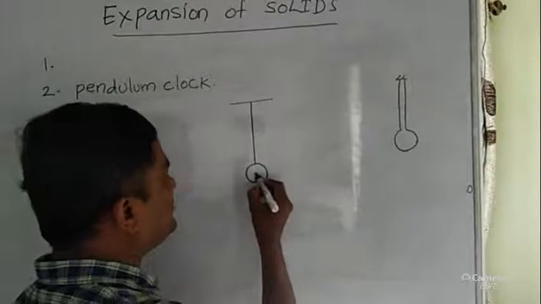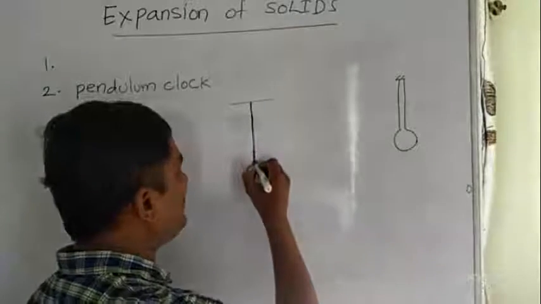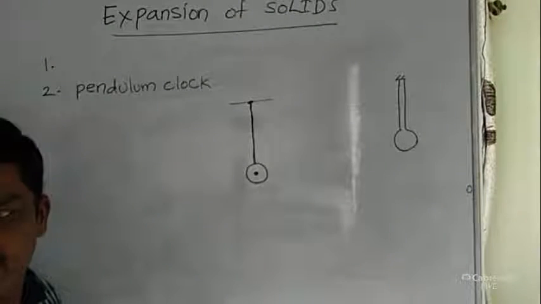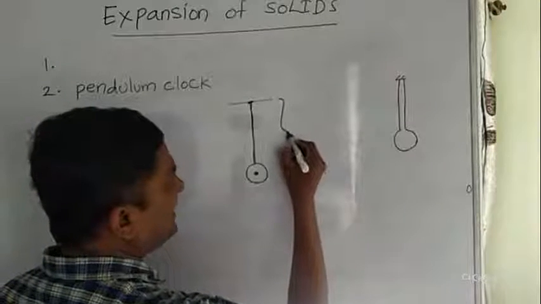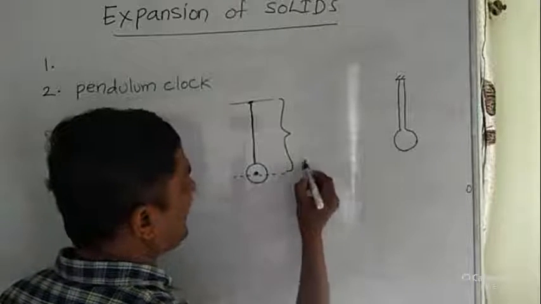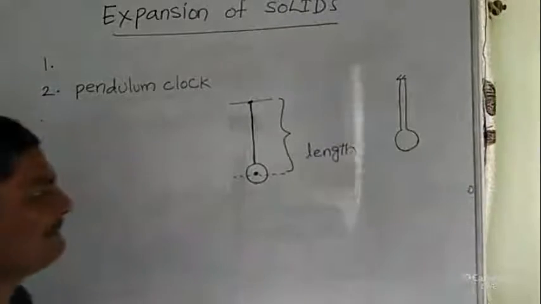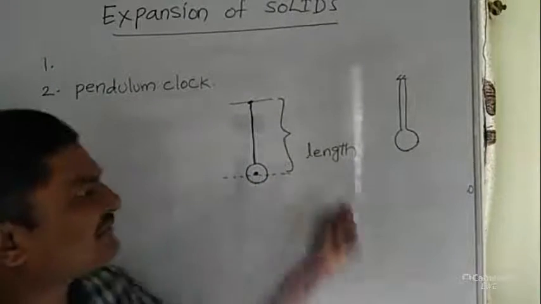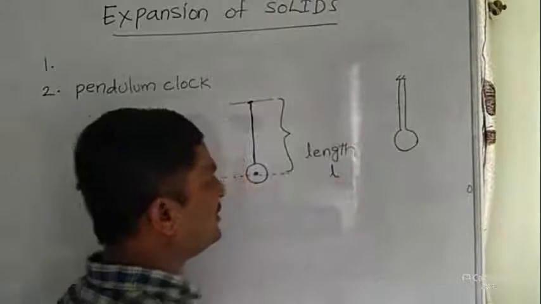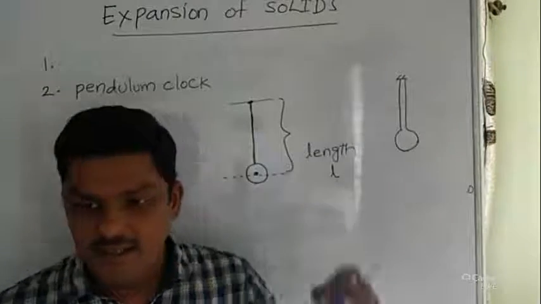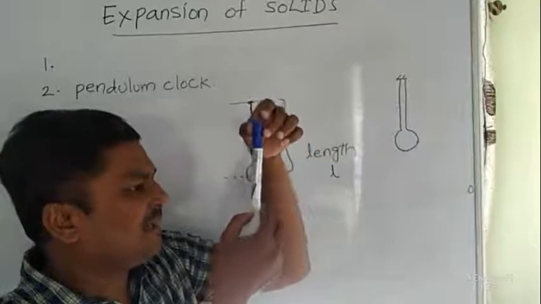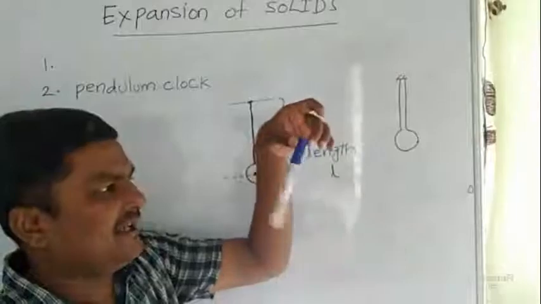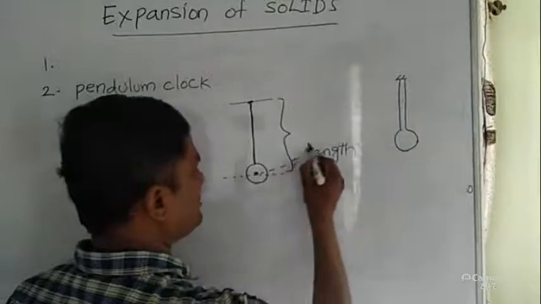A metal bob suspended from a light string is called a simple pendulum. This is the center of mass of the bob and this is the point of suspension. The distance between the point of suspension and the center of mass of the bob is called the length of the simple pendulum, generally denoted by L. If I consider this a simple pendulum and this position the mean position, and I move it aside and release it, it makes oscillations, and these are the extreme positions.